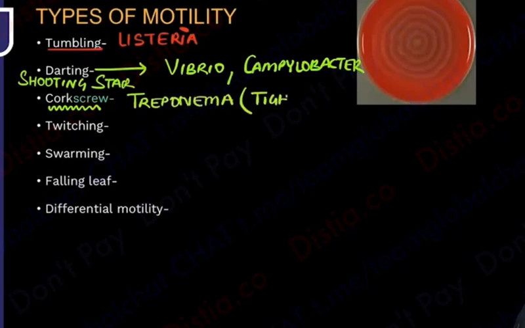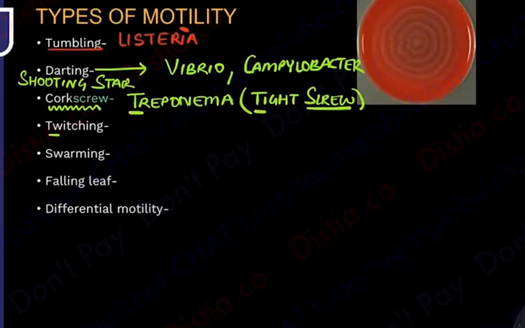Then comes darting. Darting basically means something like a shooting star, like you can't even see, it's going so fast. And there are going to be two things. Number one is going to be Vibrio and the other one is Campylobacter. Coming to the next, corkscrew, which is the organism that looks like a screw. Looks like a screw means it's looking very, very tight, like a nail, like a screw. And that is going to be Treponema. We have always learned Treponema looks like a tight screw. T for T, a tight screw, and that is why it shows you a corkscrew motility.